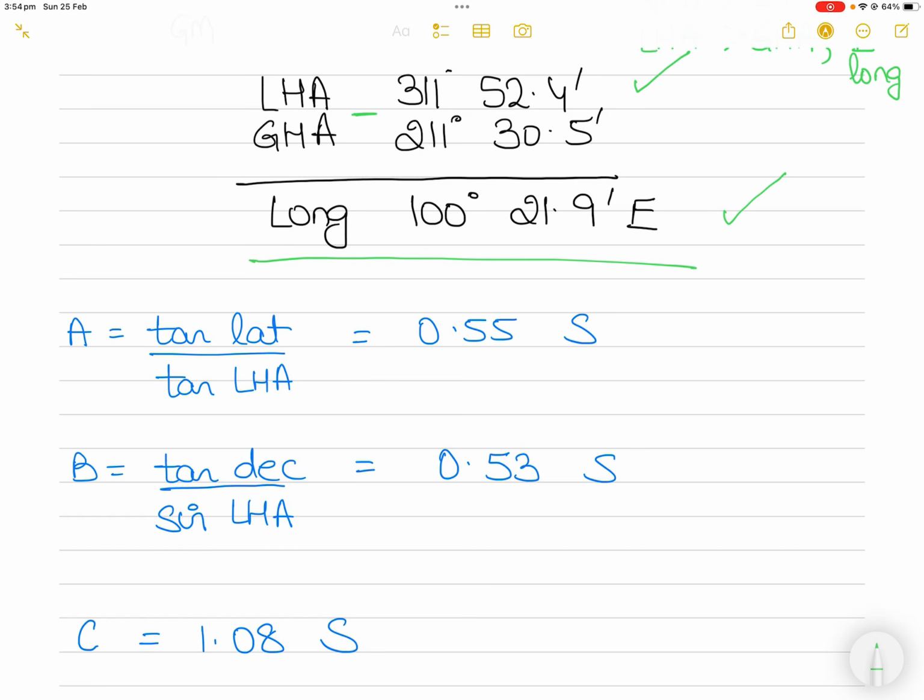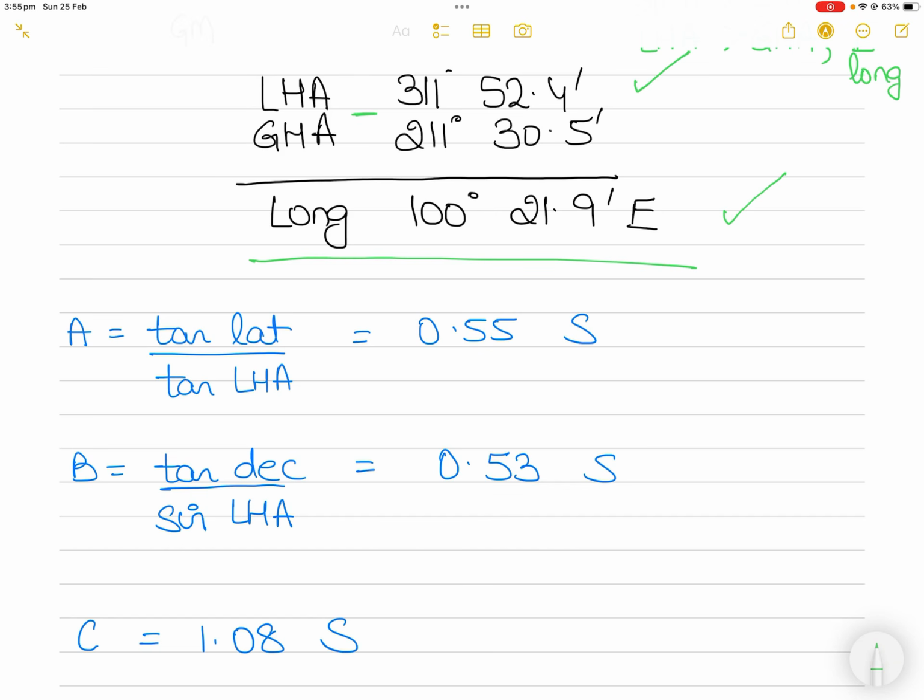Even if you put the P value, you will actually get the same answer, except that you might get a negative or a positive. But put the LHA value, 311 degrees 52.4 minutes. Tan lat, you know the latitude already. You will get 0.55. In case you get a negative answer with A and B, ignore the negative sign. Never put a negative number with A, B or C because we label them.